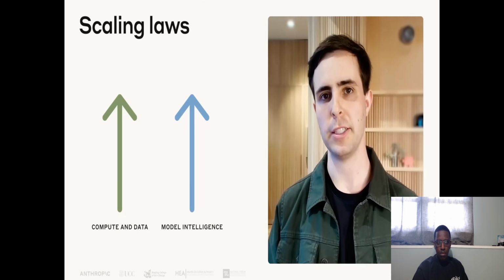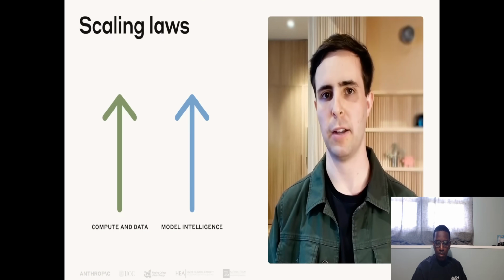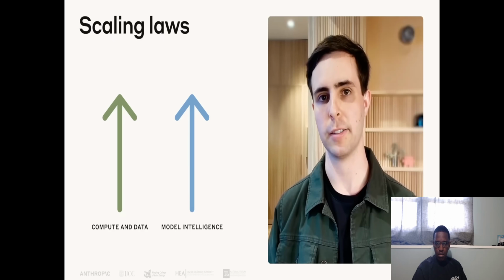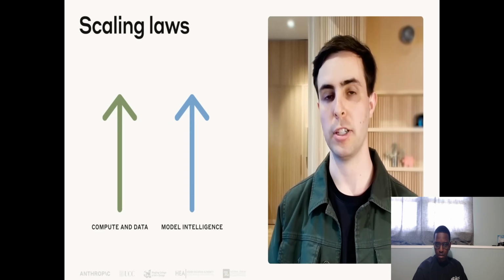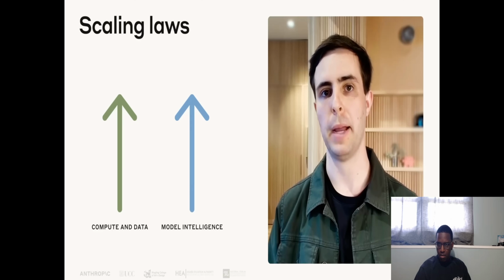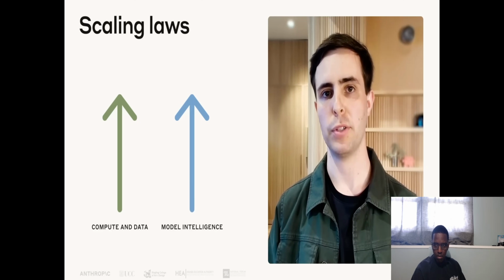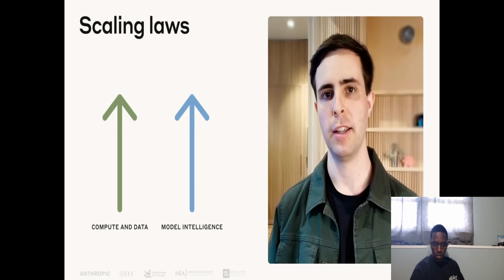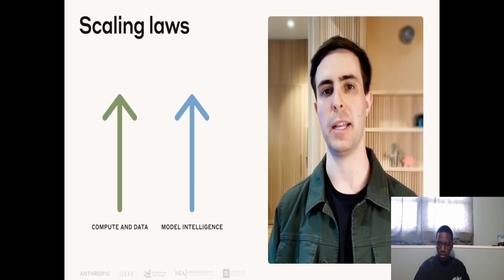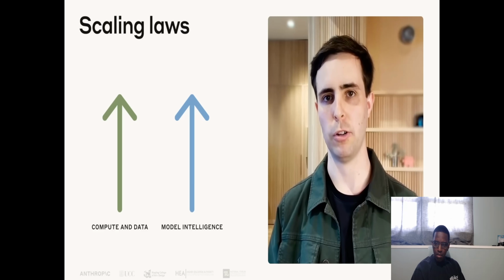The combination of these three factors led to an important discovery known as the scaling laws. These empirical findings showed that as models grew larger and trained on more data with more computing power, their performance improved in predictable ways. More surprisingly, researchers found that entirely new capabilities began to emerge as these models grew larger.